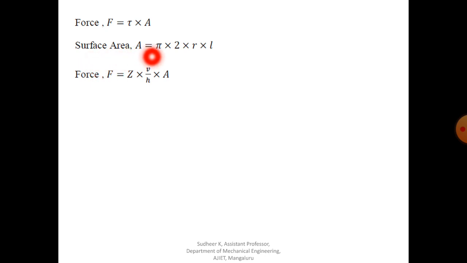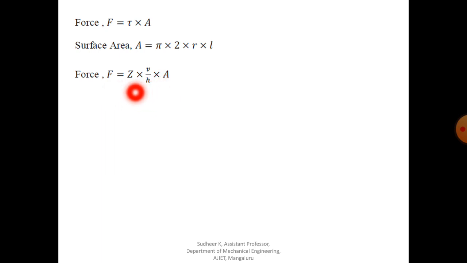So surface area is given by the area of the journal surface, that is 2 pi RL, because you have to consider both sides. So that's why 2 pi RL. So force equals Z into V divided by H into A.